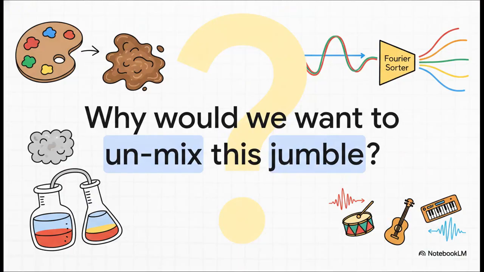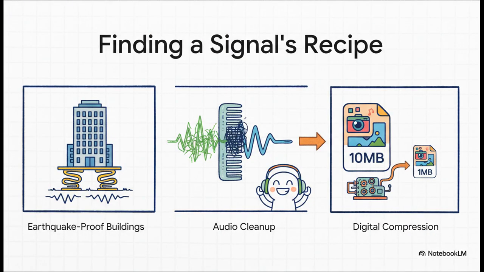It's tough. So the obvious question is, why bother? Why would we even want to unmix this jumble? Because once you can unmix it, the possibilities are just mind-blowing. By finding a signal's recipe, we can do incredible things. We can make buildings earthquake-proof by knowing which frequencies to avoid. We can filter that annoying buzz out of your favorite podcast. That app on your phone that recognizes a song in seconds? Yep, that's the Fourier Transform. And maybe the biggest one of all, it's how we shrink down files to make MP3s and JPEGs possible. It's literally everywhere in our digital lives.